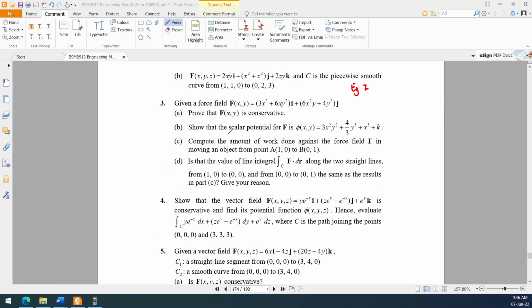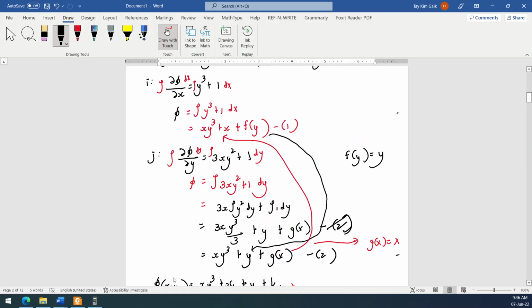So question 3: given a force field F(x, y) equal to (3x squared plus 6xy squared) i plus (6x squared y plus 4y squared) j, prove that F is conservative. This is a guided question. In question 2a and 2b it is open, up to you to use the simplest path or the potential function. But here you have to follow the instruction of the question and prove whether F is conservative. So question 3.